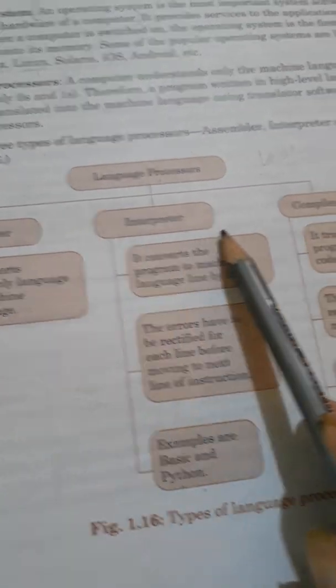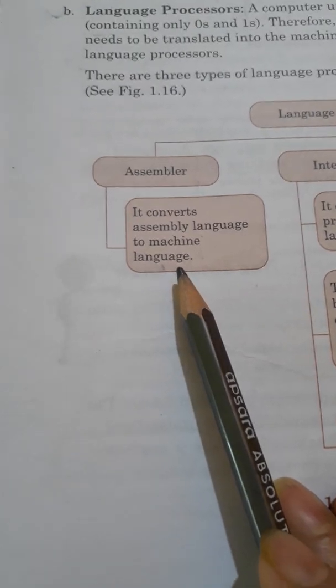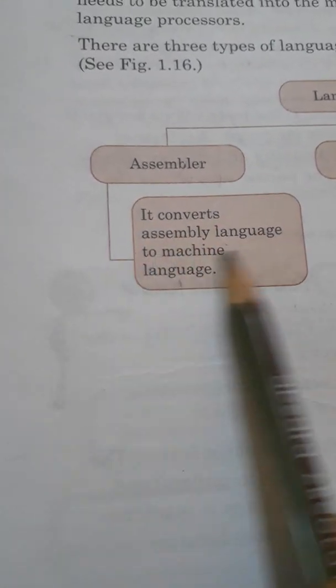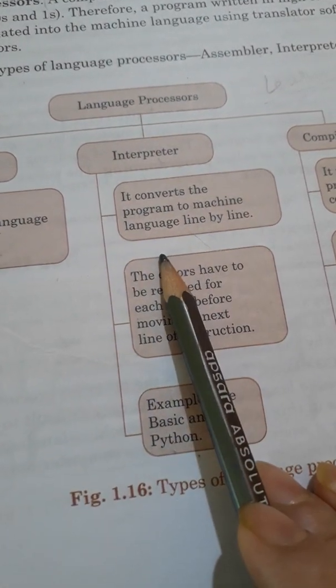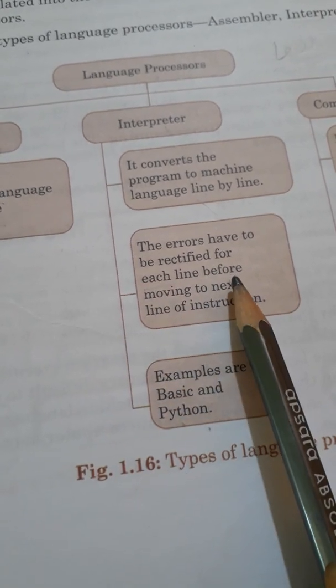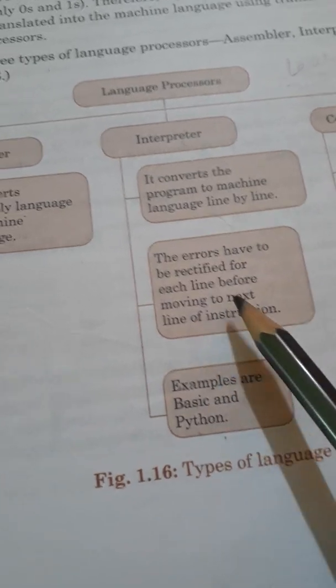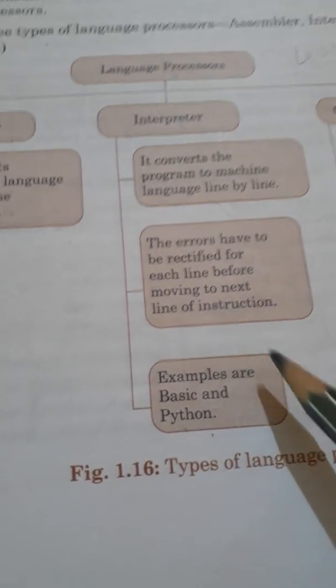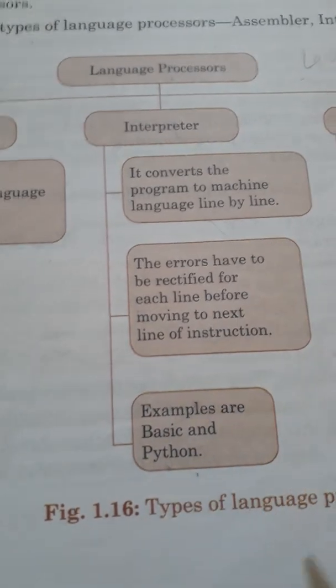Assembler, interpreter and compiler. Assembler, what is the assembler doing? The purpose of the assembler: it converts assembly language to machine language. Then the interpreter converts the program to machine language line by line. The errors have to be rectified, corrected, for each line before moving to the next line of instruction. Examples are BASIC and Python. This is an example of an interpreter.